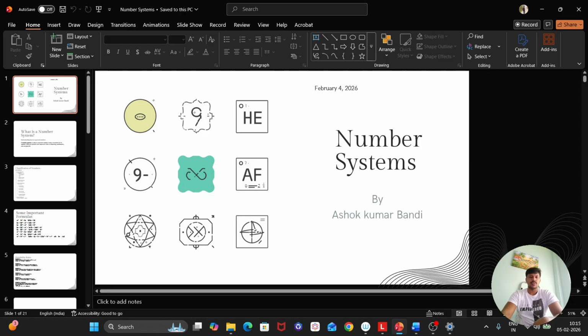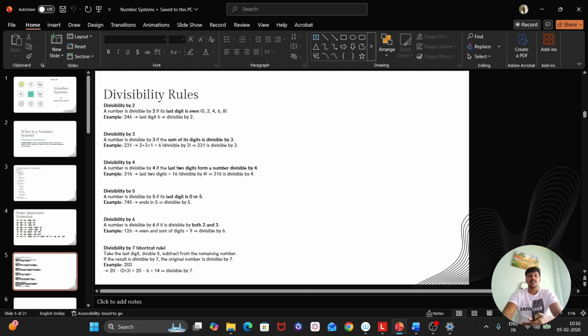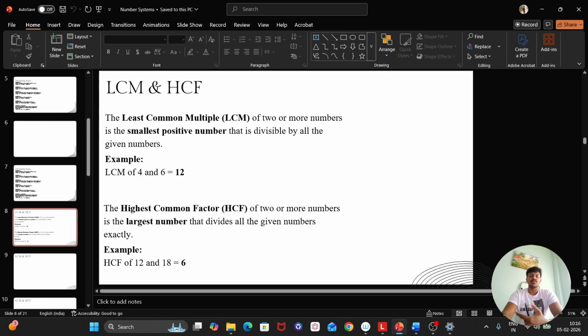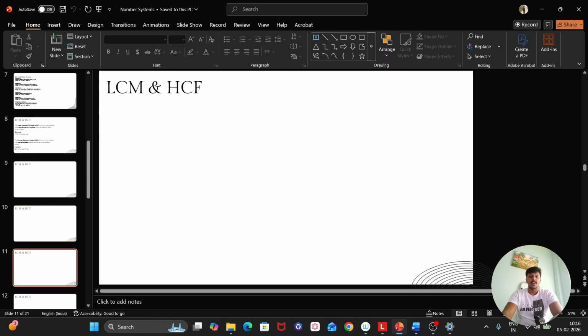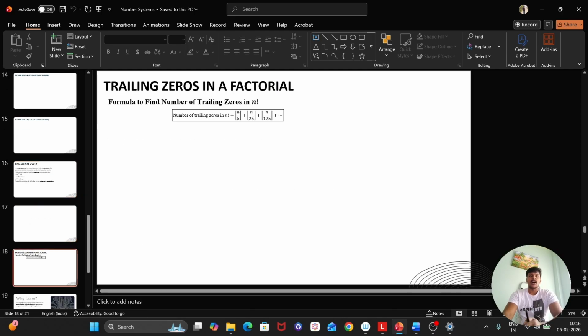In today's class, we are going to cover what is meant by number system, what are the classifications of numbers, like rational, irrational, natural, all those classifications. Then divisibility rules. After divisibility rules, we are going to cover LCM and HCF. Later on, we are going to go to power cycle, then remainder cycle. And there are some problems where they will ask you to find out trailing zeros. What is meant by trailing zeros? Let us take 1000. How many zeros are there in 1000? We are going to get 3 zeros. Those kind of problems.